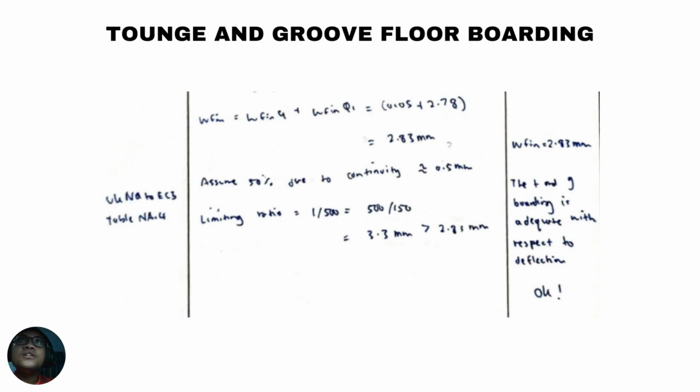So the total combined permanent and variable load deformation is 2.833 millimeter. For the limiting ratio is at 33.3 millimeter. So the tongue boarding is adequate with respect to the deflection, due to limiting ratio is higher than the total deflection. That's all from me.